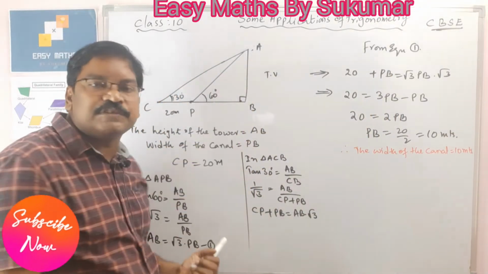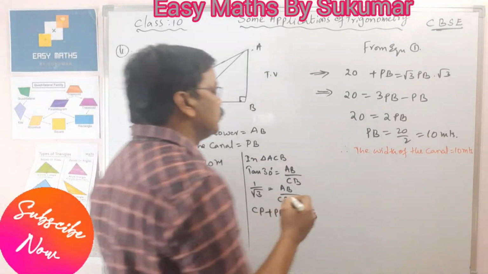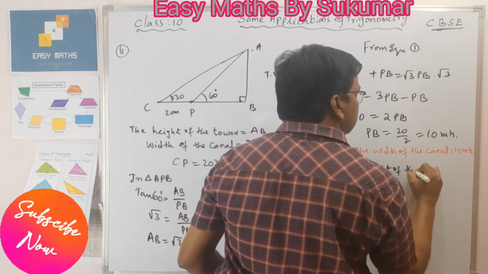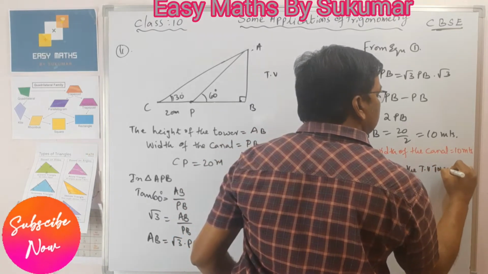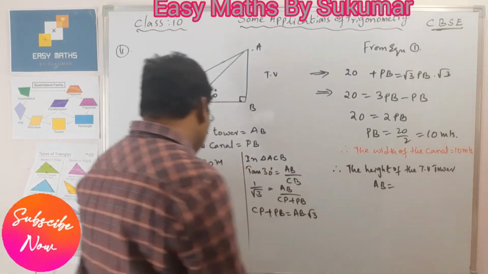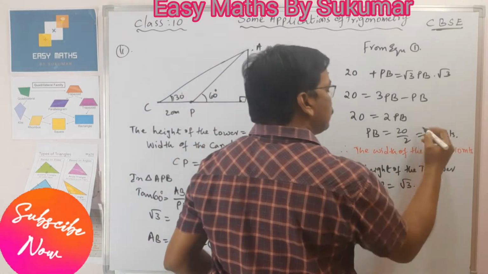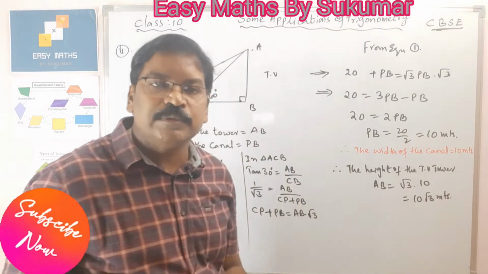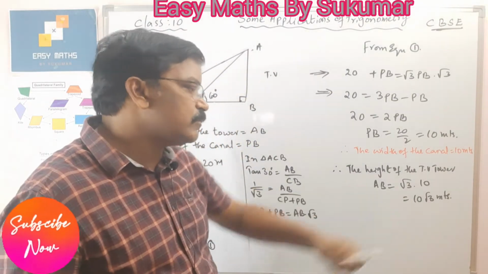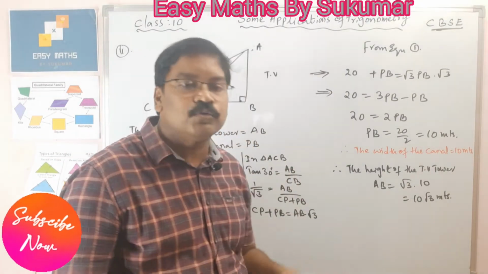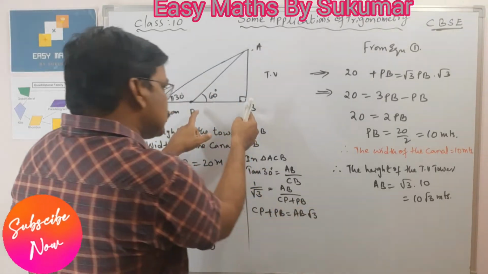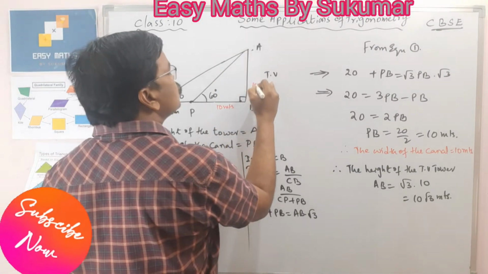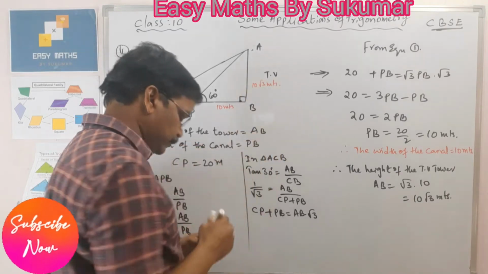What about the height of the TV tower? That is AB, my dear students. Therefore, the height of the TV tower AB is equal to root 3 times PB. Root 3 into PB means 10, that is 10 root 3 meters. So the height of the TV tower AB is equal to 10 root 3 meters. Coming to the width of this canal, that is 10 meters. This is 10 meters and this is 10 root 3 meters.